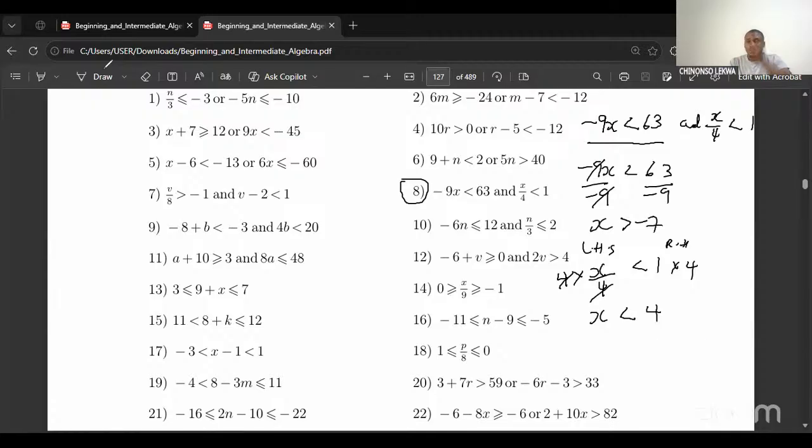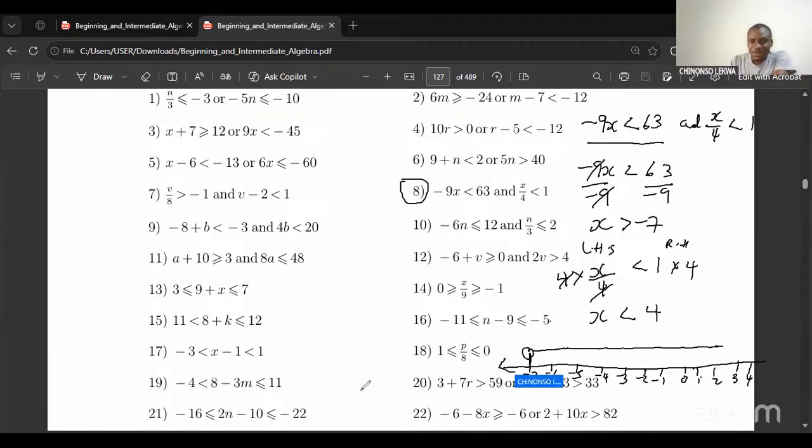Now I want to plot this on the graph. The highest number I've got here is 4, so this can be 1, 2, 3, and 4. The lowest negative number I've got is negative 7, so that's negative 1, negative 2, negative 3, negative 4, negative 5, negative 6, and negative 7. For the very first one, x is greater than negative 7, so it goes in this direction to infinity.